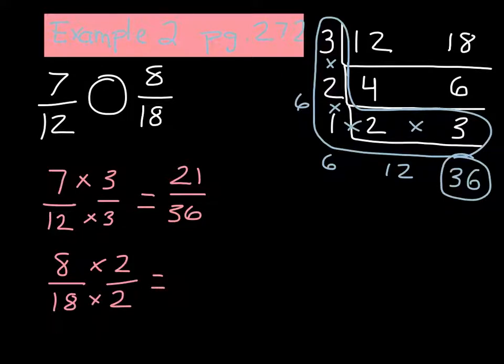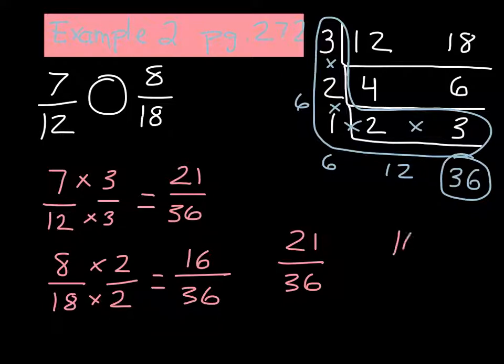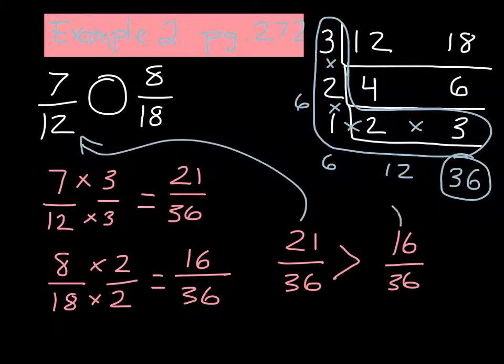we get 16/36. So when I look at 21/36 compared to 16/36, 21/36 is greater. Therefore, 7/12 is our greater fraction.